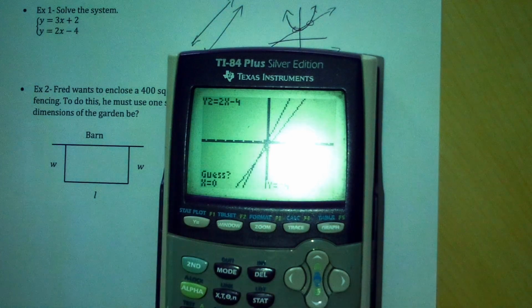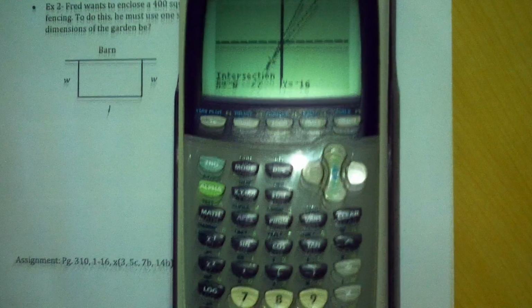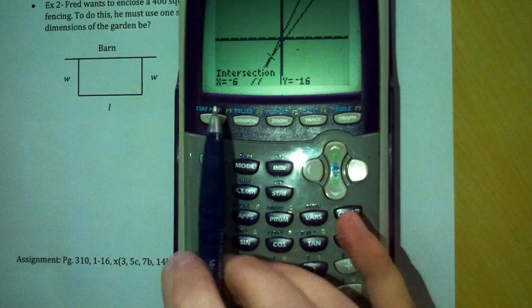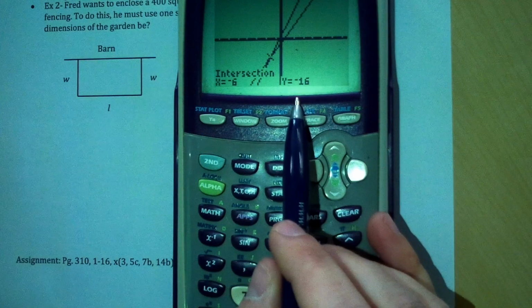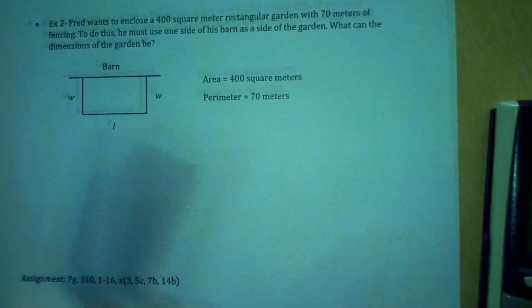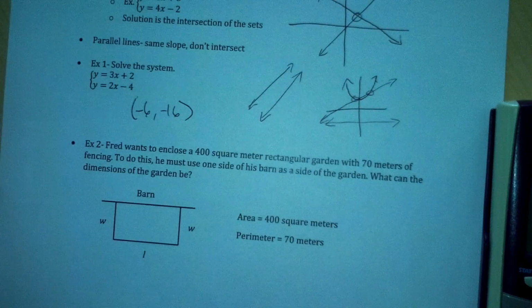All right, so let's take a look at the next one there then. This one's a story problem, so we got to set up our equations. So we got Fred wants to enclose a 400 square meter rectangular garden with 70 meters of fencing. To do this, he must use one side of his barn as a side of the garden. What can the dimensions of his garden be?